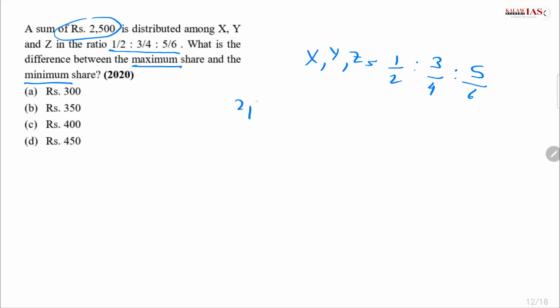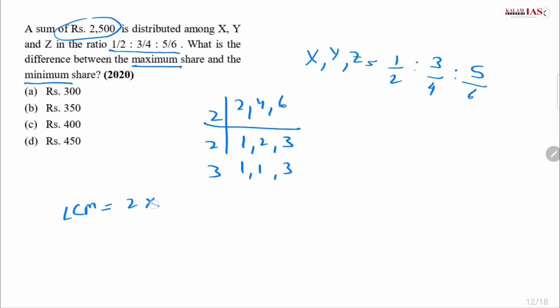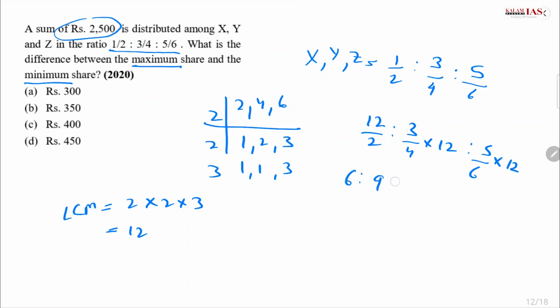So the LCM of 2, 4, 6 is 2 into 2 into 3, which is 12. So let's multiply all the ratios with 12. We get 12 by 2 is to 3 by 4 into 12 is to 5 by 6 into 12. On simplifying this, we get 6 is to 9 is to 10.